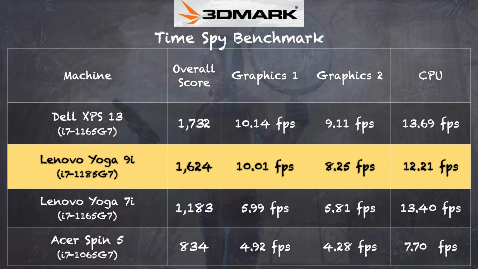And on the 3D Mark TimeSpy benchmark test, we got a score of 1,624. That puts it pretty much within the margin of error of the Dell XPS 13 that we looked at a few weeks ago. So it's performing as expected, no issues there.